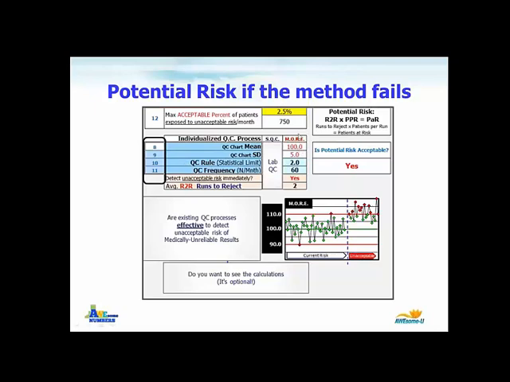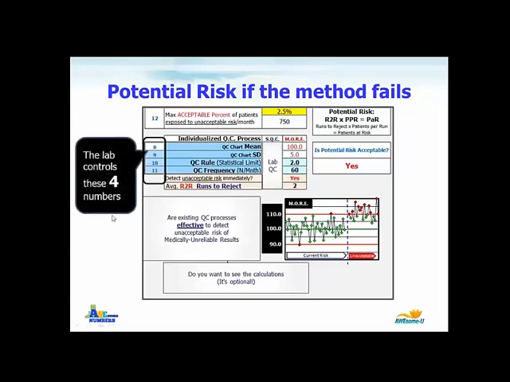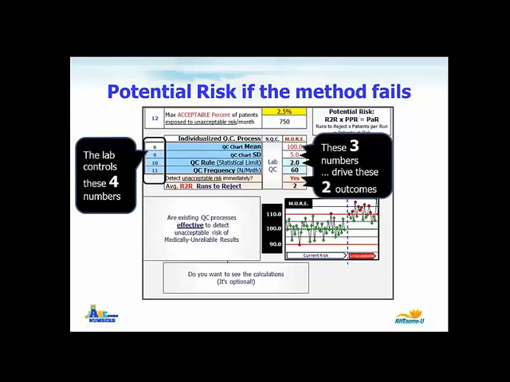We're going to look at what happens if you do the mathematically optimized QC process versus what happens with typical lab QC. The lab controls these four numbers: QC chart mean, QC chart SD, QC rule, QC frequency. By adjusting those four numbers, you can maintain whatever acceptable risk level the medical director has set, or you can shut down the method and improve it. Take it back to him or her and say, what do you want to do now?